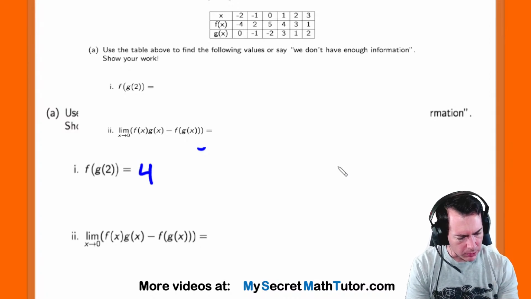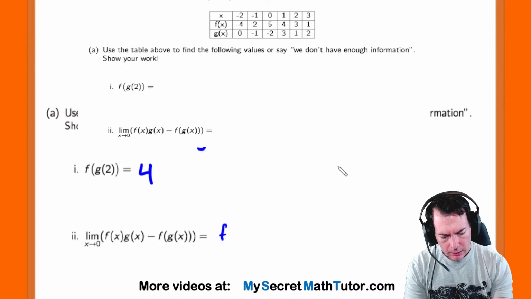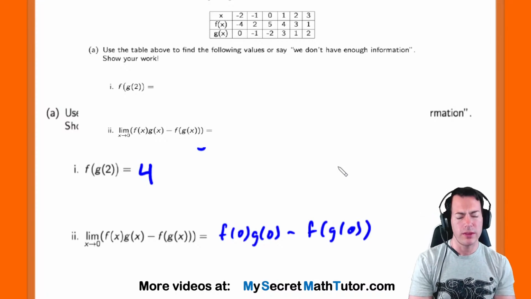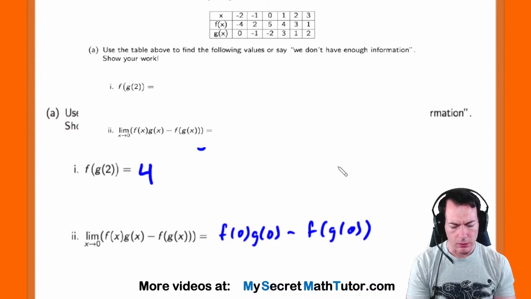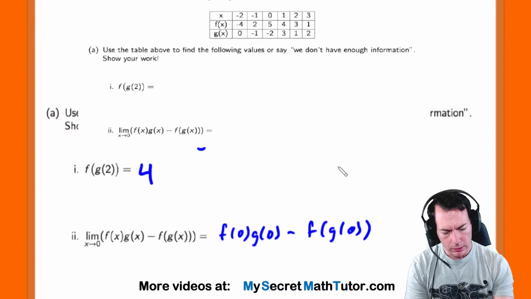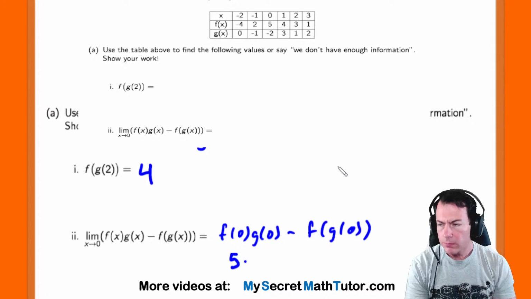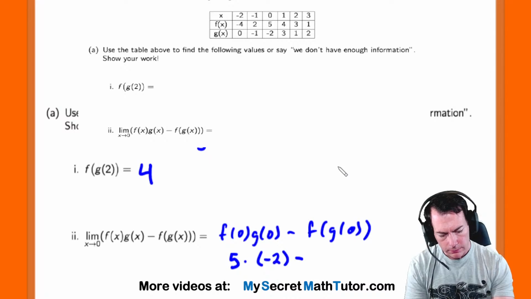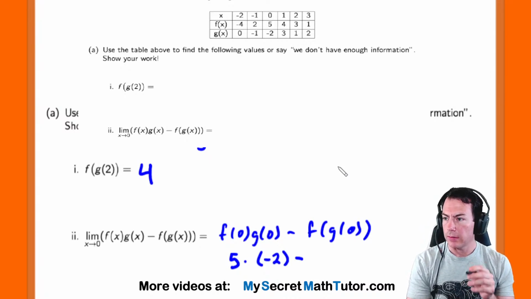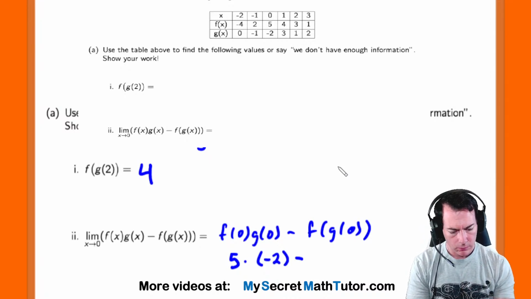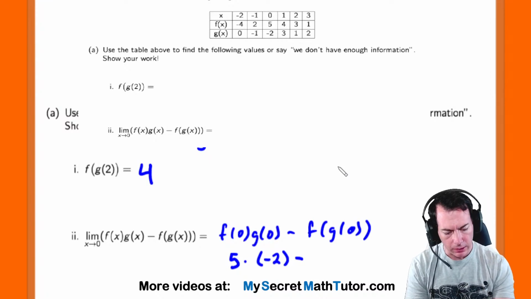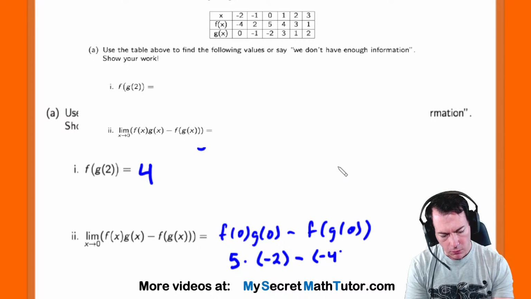So let's do that. Let's see, what am I looking for here? f of 0, g of 0, minus f of g of 0. That's really how we want to think of this one. Okay, f of 0. What is f of 0? That one looks like it's a 5. g of 0 looks like that goes towards a -2. Now I want to think of putting 0 into g. So that gives us a -2. -2 goes into f. That gives us a -4. So we have -4.